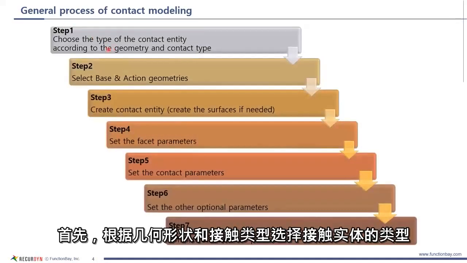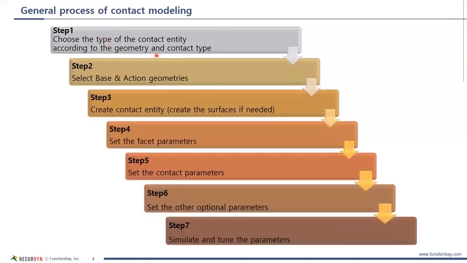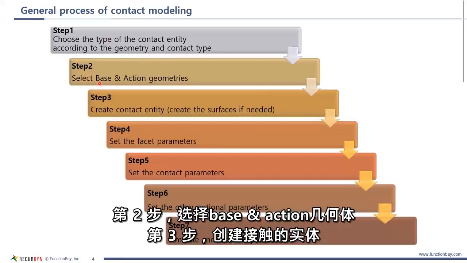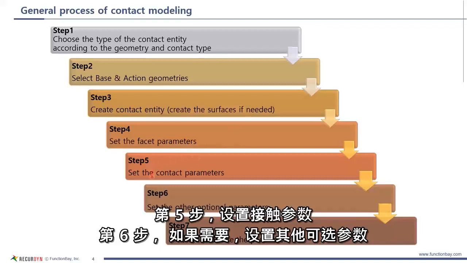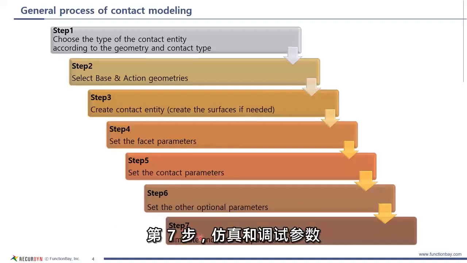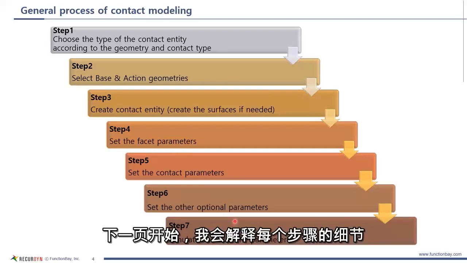First, choose the type of the contact entity according to the geometry and contact type. Step 2. Select base and action geometries. Step 3. Create contact entity. Create the surfaces if needed. Step 4. Set the facet parameters. Step 5. Set the contact parameters. Step 6. Set the other optional parameters. Step 7. Simulate and tune the parameters. Let me explain the detail of each step from the next page.